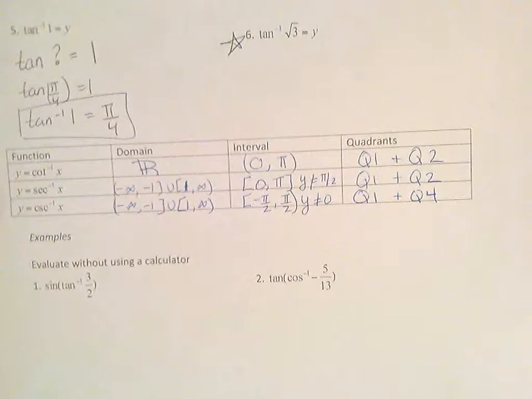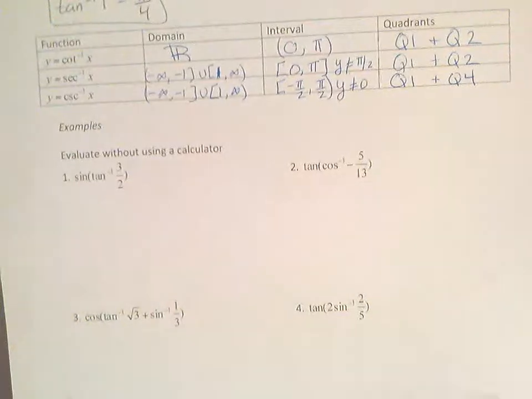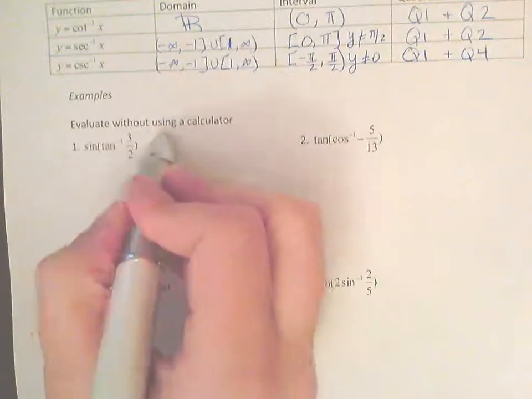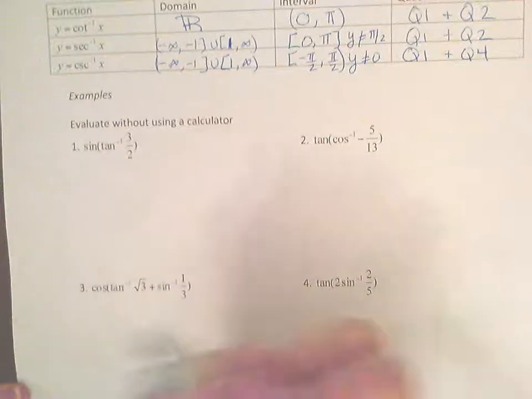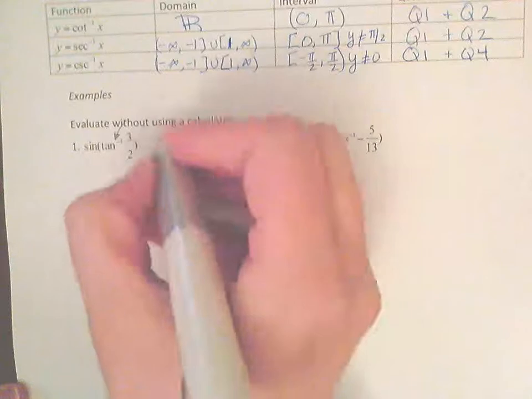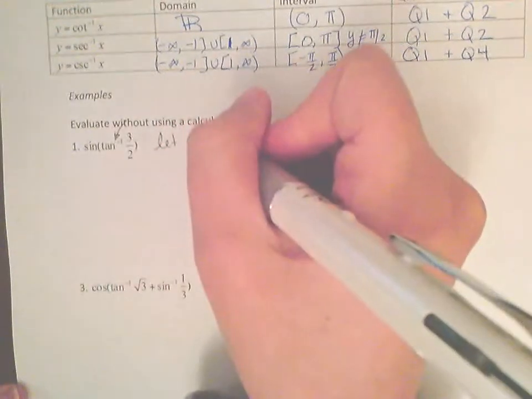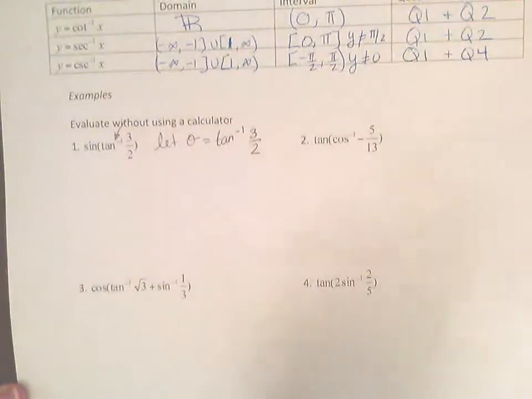Alright, this next section, I'm going to start it off with you. We're going to do an easy one here. You can try to do the others, but we're going to do them together in class. Alright, so what you have to do, evaluate without using a calculator. So just like in all equations, you kind of start on the inside. And we're going to let theta equal this, tan inverse of 3 over 2.